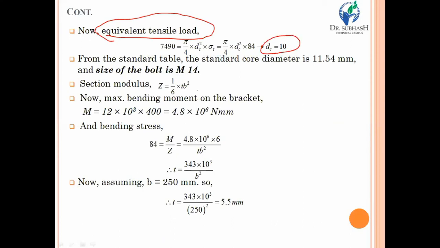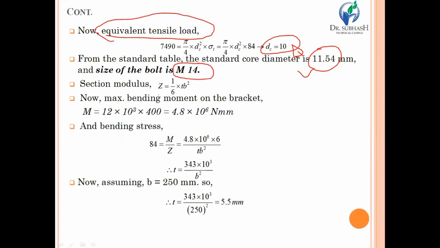But there is one standard table which specifies the various geometric parameters of the threaded portion like dc, do, pitch, lead, or sawvel. So if you look at the standard table, you will find 11.54 mm near this core diameter of 10 mm. So kindly select this as the final one, 11.54 mm, the core diameter taken from the standard table. And the bolt size given in that standard table will be M14.